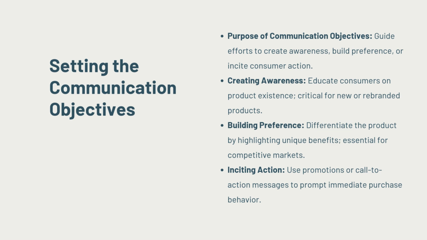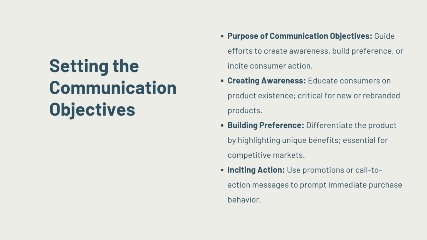The first objective, which is creating awareness, is especially important for new brands or products. For example, when Tesla launched its Model S, the initial focus was on making people aware of its existence and its unique features as an electric vehicle. Awareness is often achieved through high visibility campaigns, where the goal is simply to make sure the brand is top of mind.